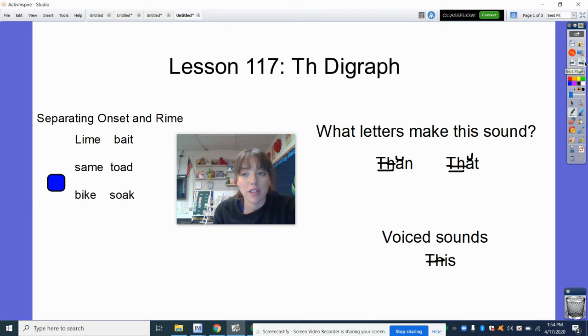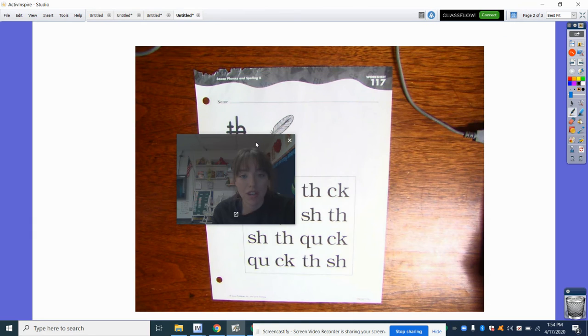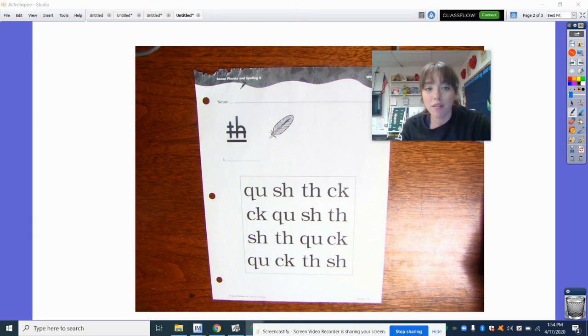So the next thing we're going to do is we're going to turn to our worksheet. Put your name on your worksheet right here. And then let's look at our symbol. Now this is a picture of a feather. Put your hand to your throat and say the word feather. Feather. Do you hear the vibration on your throat? You should. The first thing we're going to do on number 1 is we're going to write our T and our H. So our T and then our H.